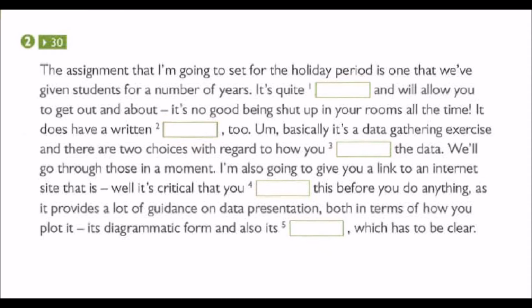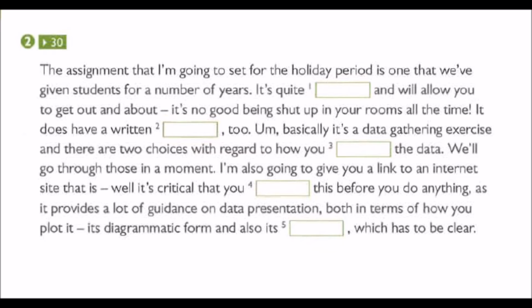The assignment that I'm going to set for the holiday period is one that we've given students for a number of years. It's quite practical and will allow you to get out and about. It's no good being shut up in your rooms all the time. It does have a written element too. Basically, it's a data gathering exercise, and there are two choices with regard to how you collect the data. We'll go through those in a moment.